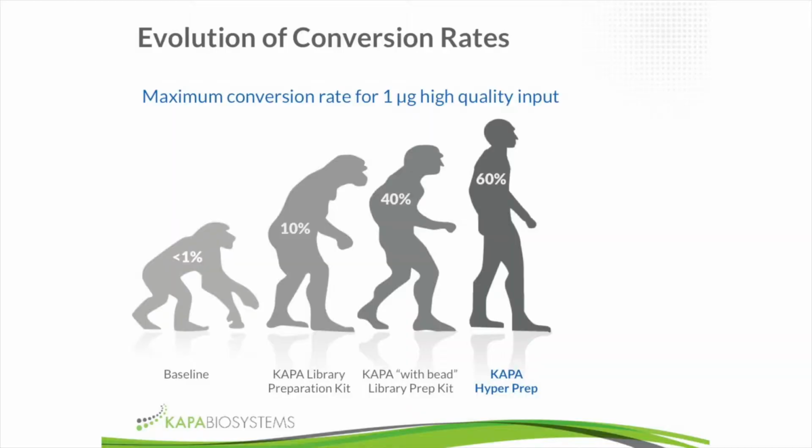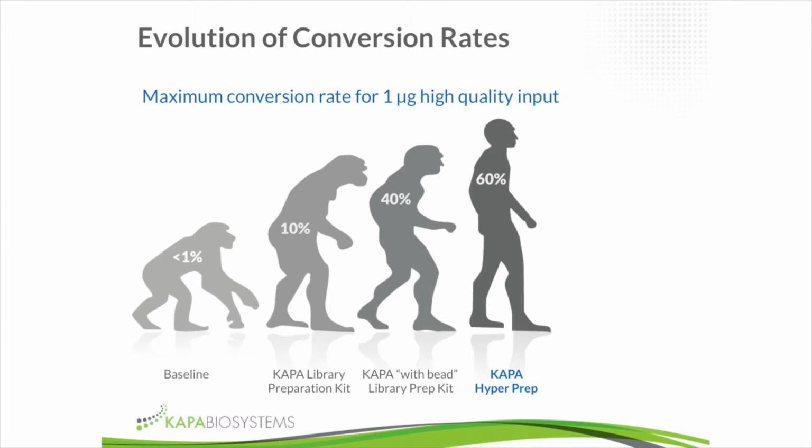So when we start to plot the evolution of library construction, which is expressed as the maximum conversion rate for 1 microgram of high quality input, the picture looks something like this. The baseline prior to the introduction of the Kapa library preparation products was less than 1% of usable material. We saw a 10-fold improvement with the generation of the Kapa library preparation kit, which was accomplished with relatively minor improvements to workflow and formulations.